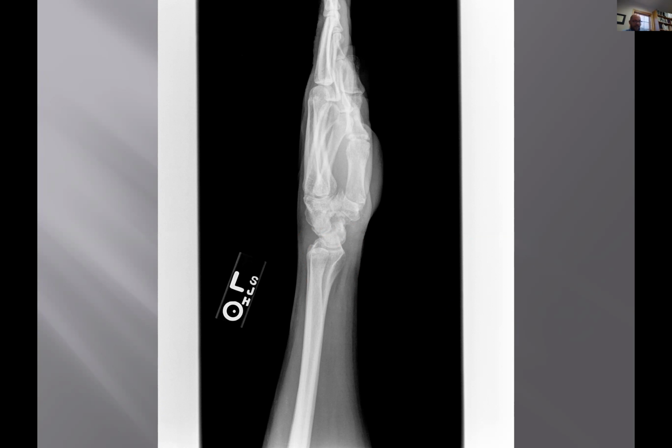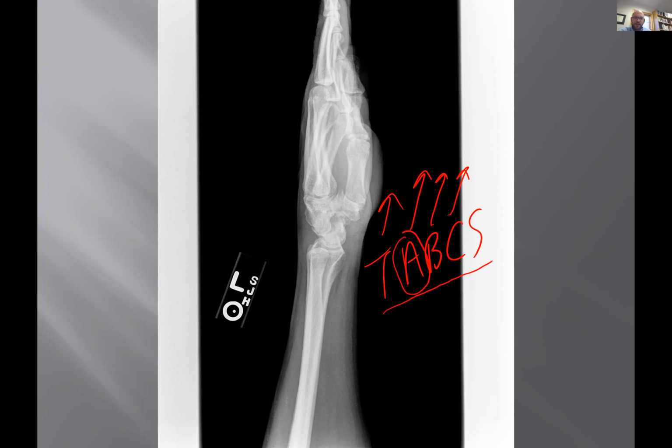There's a number of findings, right? Now capture this. Technically, it's a great film. Alignment, okay, TABCS. Technical, it's okay. Alignment, bad. Bone, we got degeneration and sclerosis. Cartilage, we got narrowing on the one hand, but we got widening on the other hand. So we've got findings here, and a lot of times when we make an alignment finding, we're real happy with ourselves, so we stop our search and we don't look all the way through the soft tissues.